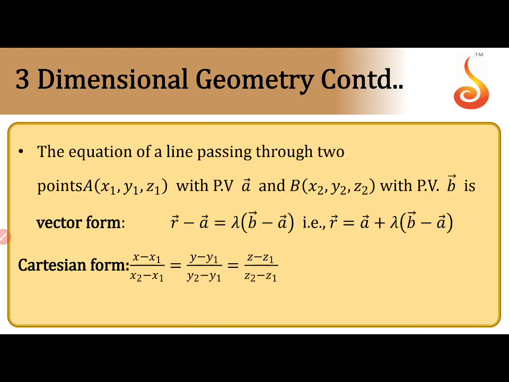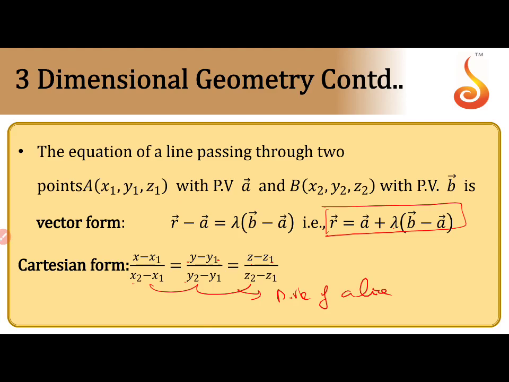2-point form. So the vector equation of a line passing through 2 points with position vectors a bar and b bar is r bar equal to a bar plus lambda times b bar minus a bar. This formula is enough to remember. Then the Cartesian form is x minus x1 by x2 minus x1, y minus y1 by y2 minus y1, z minus z1 by z2 minus z1. These are DRs of a line.